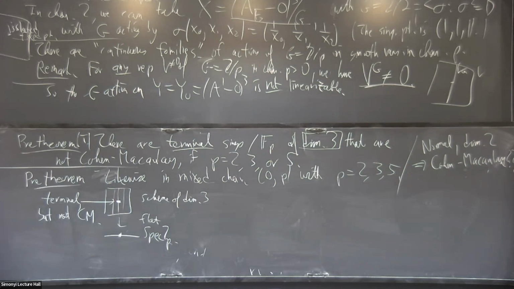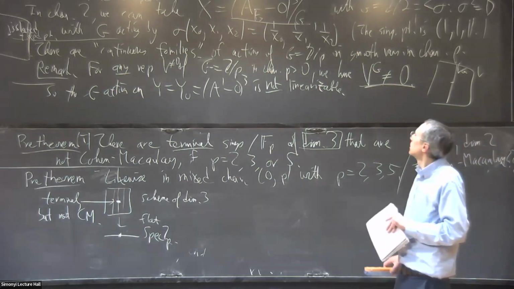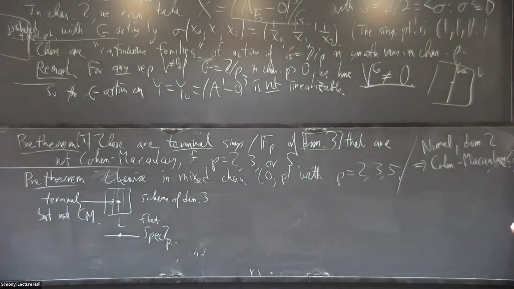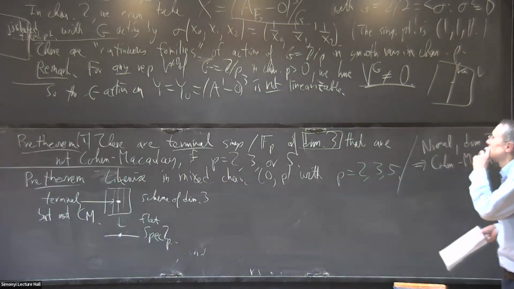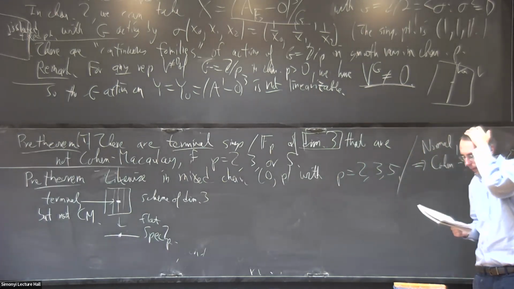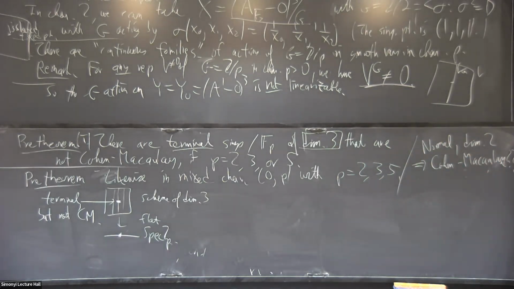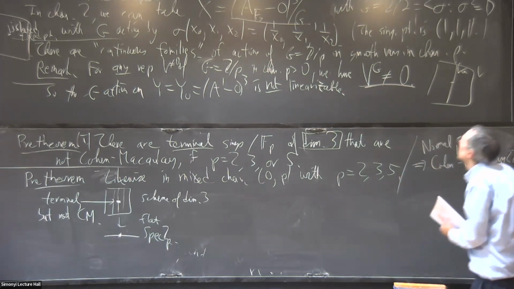Question: is it interesting to replace A1 minus 0 by an elliptic curve? It probably is, yeah. Let's see. I mean, you just get some different singularity at that point. I don't have anything special to say about it, but in some cases that might be better. Okay, so right.